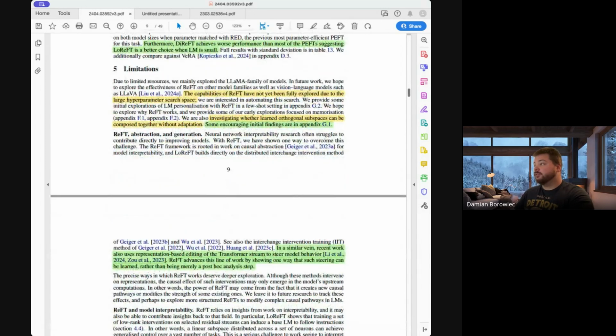So yeah, there are some limitations. They mentioned that these capabilities were not explored fully. Then they also do a little bit of experimentation in the appendix, looking at whether they could compose these interventions in various ways. So maybe they have interventions that make the model respond with emojis, but only in a sad way, which is another intervention that they may be able to learn.